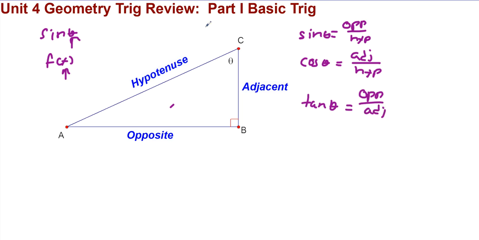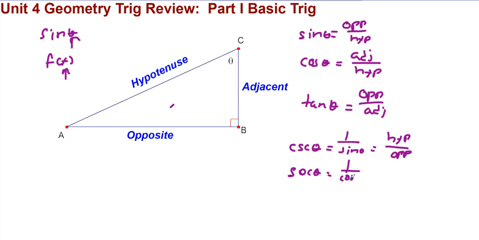Then we have our reciprocal functions, which are very important. We're going to have our cosecant of theta, which is equal to 1 over sine of theta, which is equal to hypotenuse over opposite. And then we're going to have our secant of theta, which is equal to 1 over cosine of theta, which is equal to hypotenuse over adjacent. And of course, we have our cotangent of theta, which is 1 over tangent of theta, which is equal to adjacent over opposite.